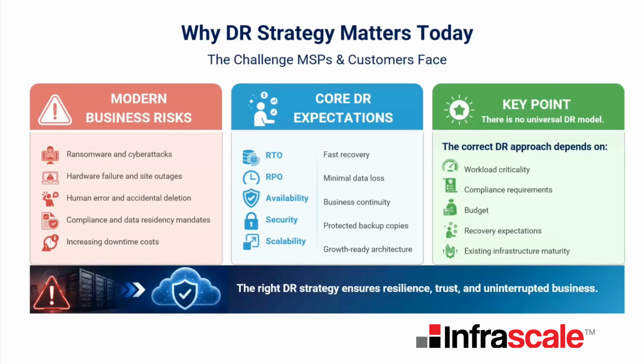That brings us to the core DR expectations. RTO measures how quickly systems recover. RPO measures acceptable data loss. Availability ensures business continuity. Security protects backup integrity, and scalability ensures the solution grows with the business. And one of the most important messages for MSPs is this: there is no universal DR model. The right solution depends on workload criticality, compliance, budget, recovery expectation, and infrastructure maturity. This is why discovery and customer alignment matter more than simply leading with technology.